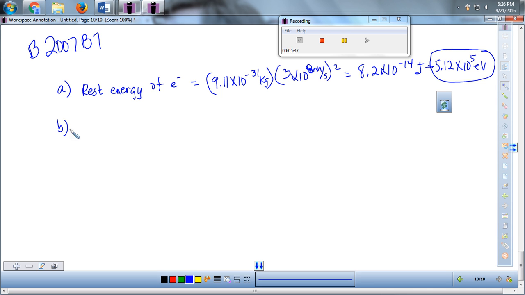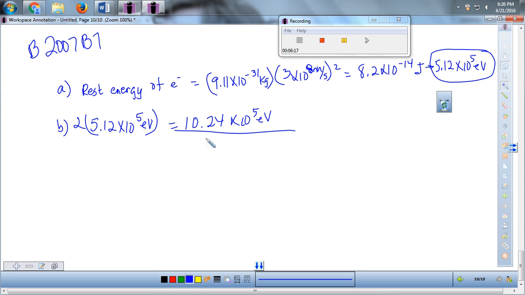All right, B said, determine the minimum energy in electron volts that a photon must have to give rise to pair production. If I have two particles, one positron, one electron, they have the same mass, so they have the same amount of rest energy. My total energy is going to be 5.12 times 10 to the 5th electron volts for the electron, times 2 because there's a positron, so that's 10.24 times 10 to the 5th electron volts, but that has to be shared between two photons.